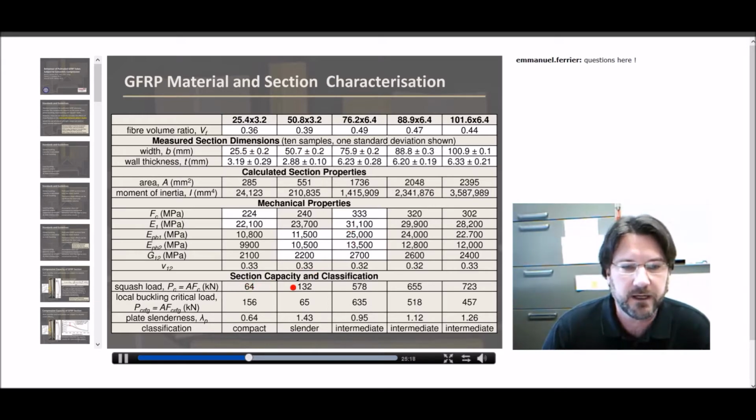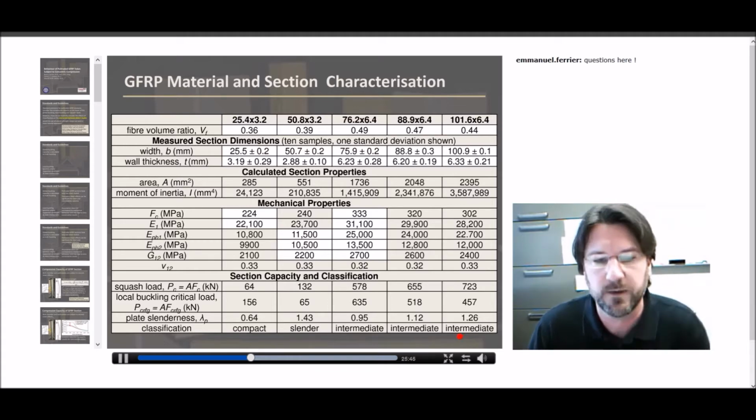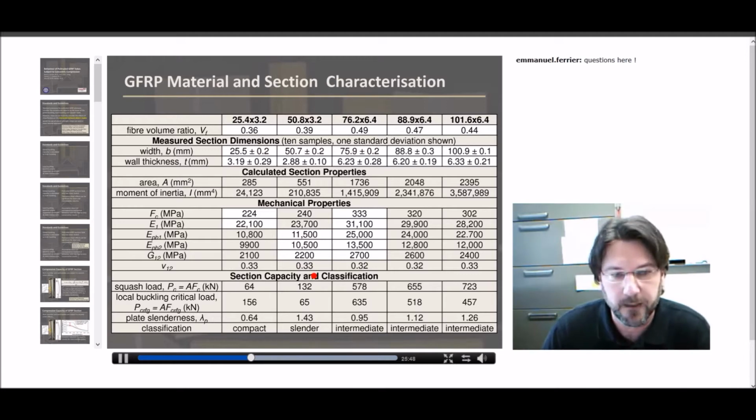From these, then, we can calculate both the squash loads of the individual sections and the critical buckling loads based on the plates making up these sections. From this, we determine our plate slenderness and our classification of these sections along the very bottom here. And so we see that we've got one section that's classified as compact, one that's slender, and 3 that are in the middle, that intermediate case. And that's the one that's really most interesting to us to begin with.